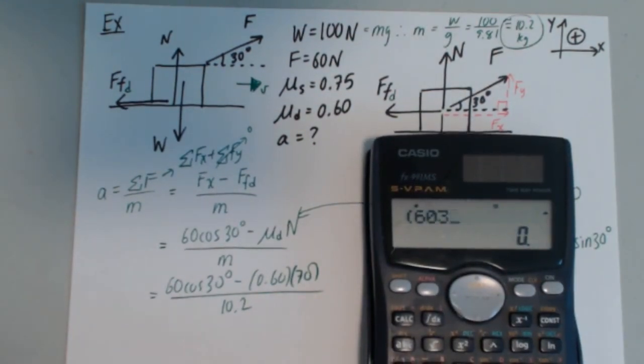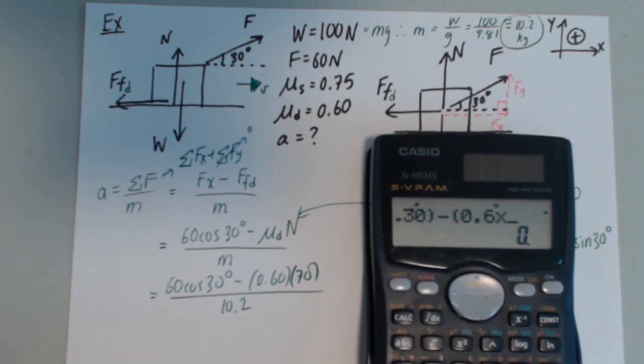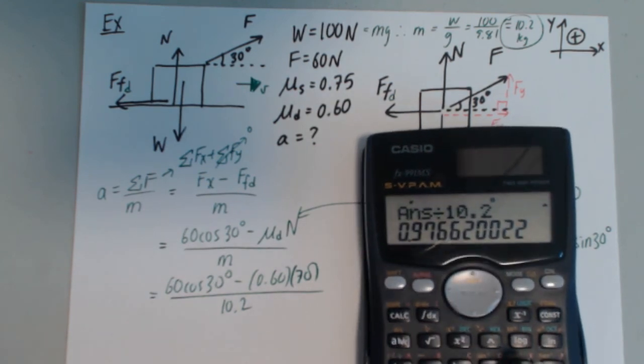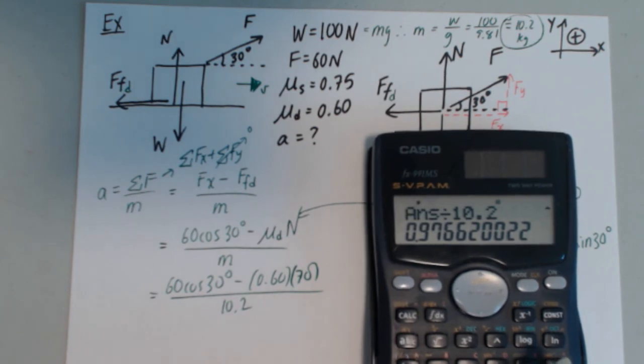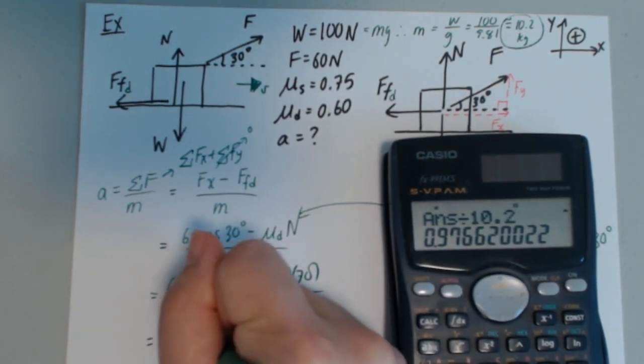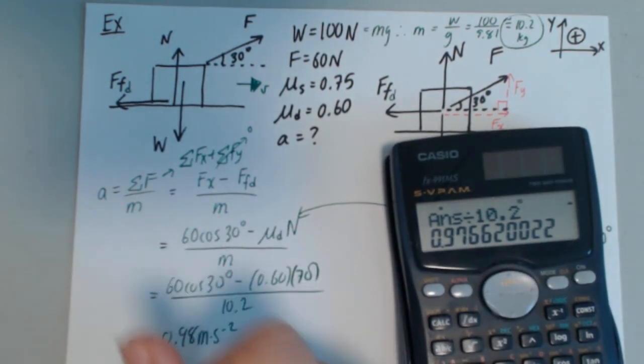60 cosine 30 minus 0.6 times 70 equals, and then divided by 10.2. 0.9766, so 0.98. 0.98 meters per second squared.